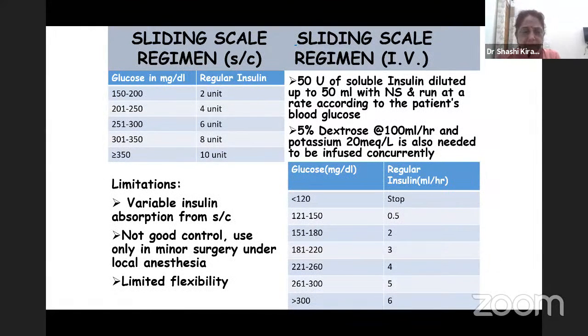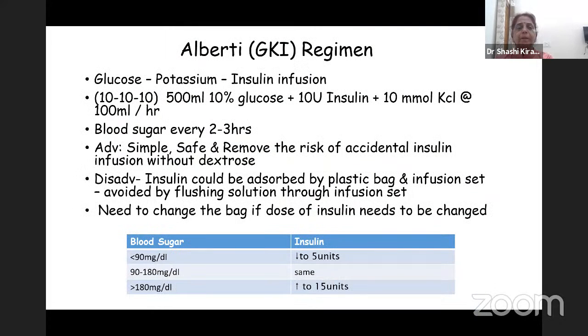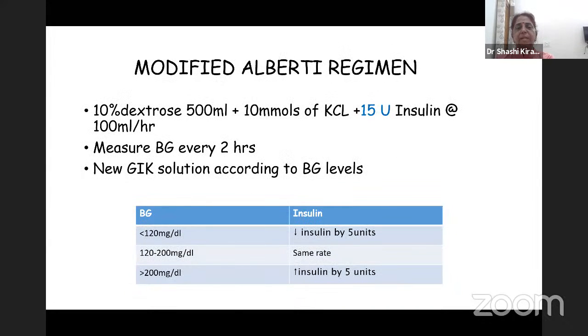Now, for the postgraduates, often in the exams it is asked which regimes do you know of? So I will just briefly touch on the various regimes which have been described in literature. One is sliding scale for subcutaneous and IV insulin. Another is the Alberti regime. Then the modified Alberti regime.